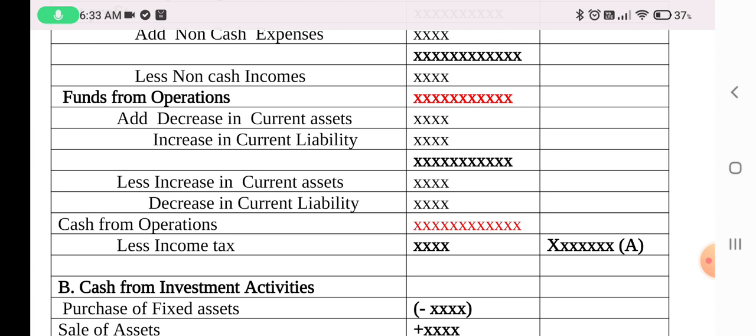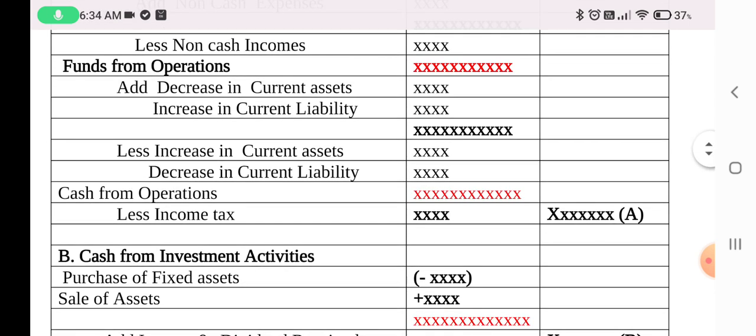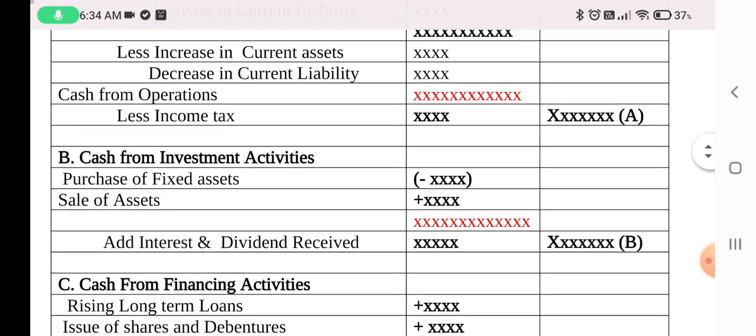After giving these changes in the current assets with fund from operation, the amount arrived now is called cash from operation, that is, the total cash from your business activities. From this you deduct income tax, and the amount that arrives should be taken to net cash flow from the operating activities in the separate form. So, next column.